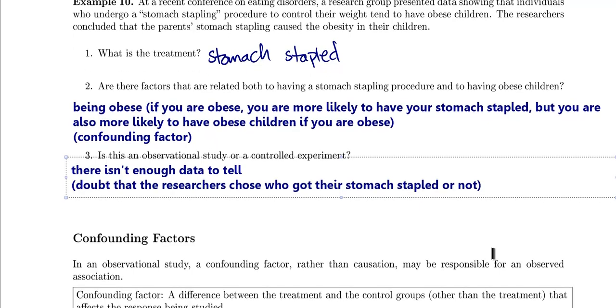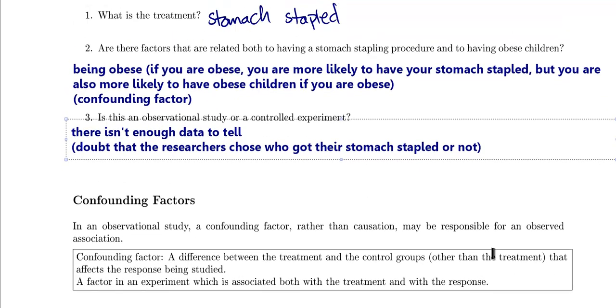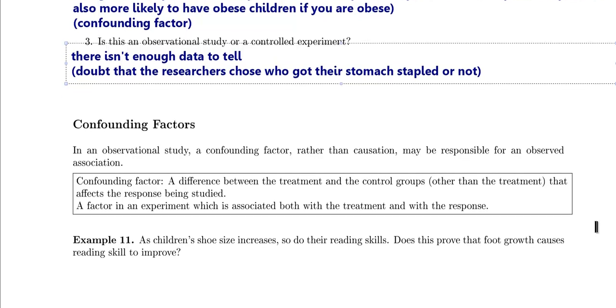Now, in our observational studies, a confounding factor, rather than the actual causation, may be responsible for an observed association. A confounding factor, remember, is a difference between the treatment and control groups, other than the actual treatment, that affects the response being studied. It is a factor in an experiment which is associated both with the treatment and with the response.